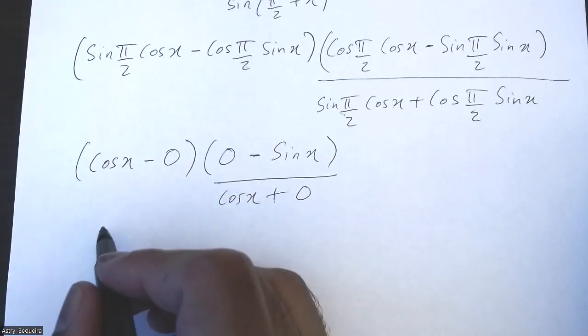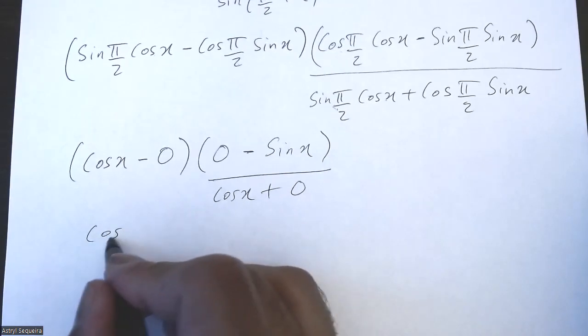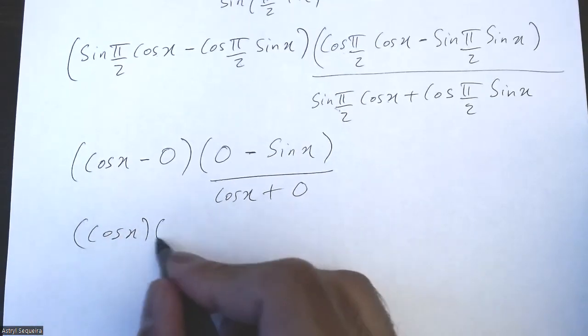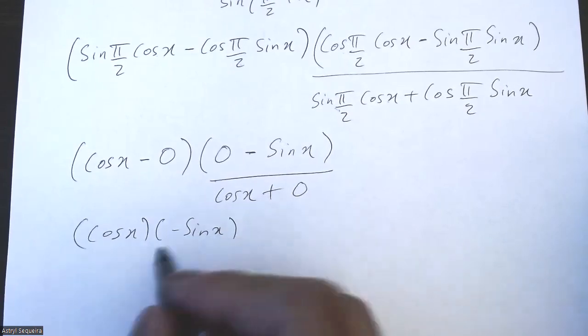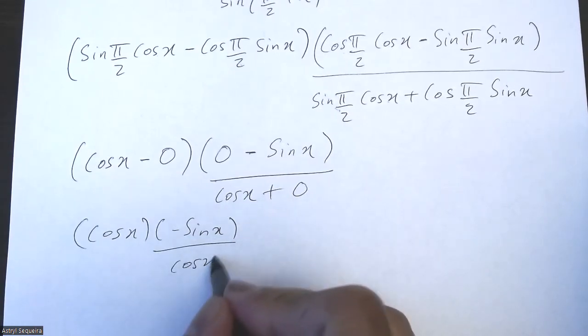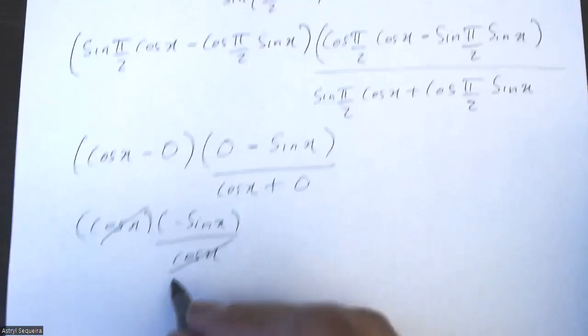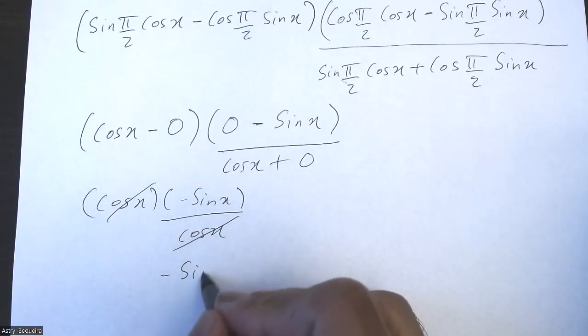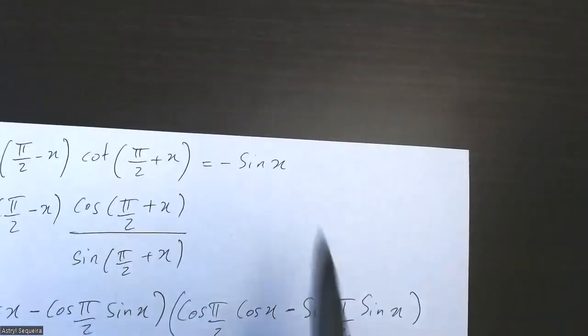So we can simplify this a bit. It's just cos x times negative sine x over cos x. And then these two coses just cancel, and you're left with negative sine x, which is basically the same as the right side.